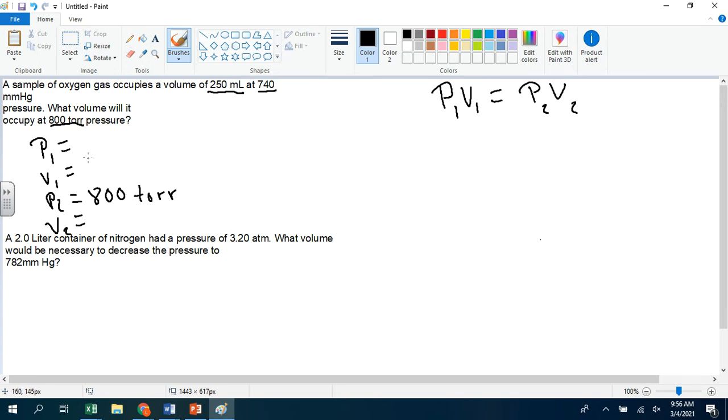My initial pressure was 740 millimeters of mercury, and my initial volume was 250 milliliters. That means I am looking for what will the volume occupy, so the second volume.